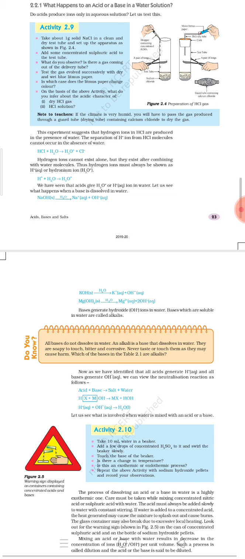As we have identified that all acids generate H plus aqueous and all bases generate OH minus aqueous, we can view the neutralization reaction as follows. Here you can see that the ions H plus and OH minus have the physical state aqueous. The simple reason is that you get these ions when you dissolve acids and bases in water, so these ions are produced in water.